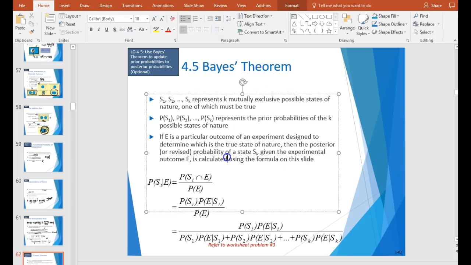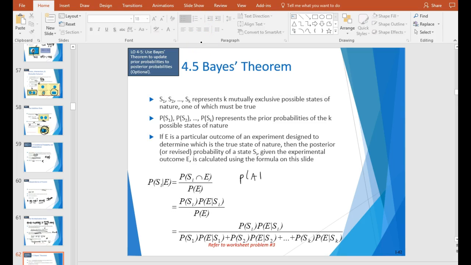So, first thing, let's break this down into the three different parts that it is. The first formula we see, this probability of S sub I given E, is equal to the joint probability, or the intersection probability, of S sub I and E all over the probability of E. That's just our regular conditional probability that we just learned. So that would be the probability of A given B is equal to the probability of A and B over the probability of B.